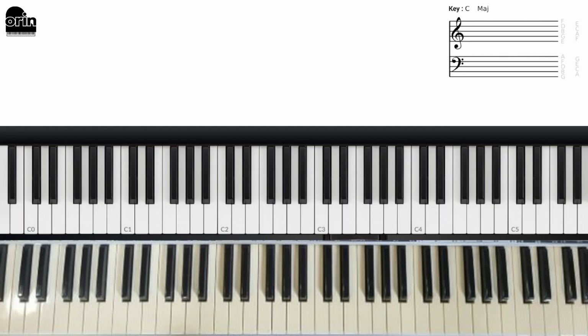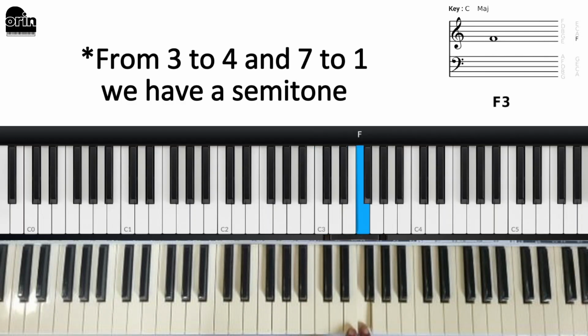So the easy method, the way I was able to understand it quickly, is that in between the 3 and 4 is a semitone, and in between 7 and 1 is a semitone. So the others are tones. So back to C now. In between E and F, in between the 3 and 4, is where there is a semitone.